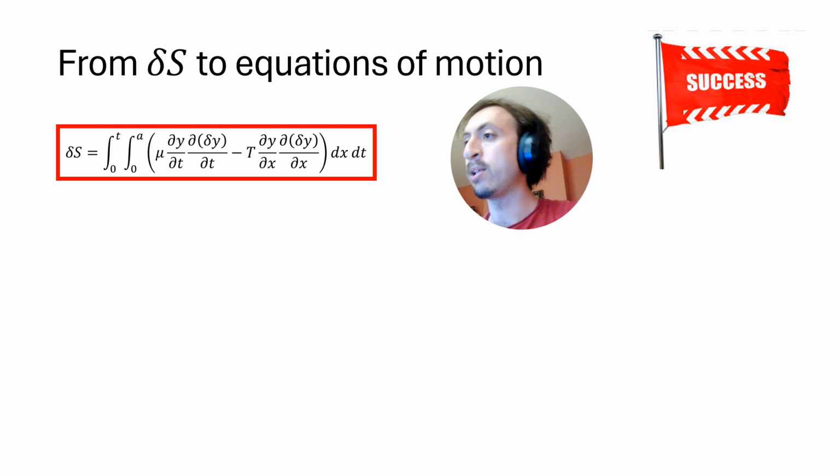Now, as we said, if we're going to find a minimum value for the action, or at least a stationary action, we want this change in the action to become zero. We want the infinitesimal change to just vanish, or at least to vanish in the limit where our infinitesimal change in y goes to zero. Or in other words, where our change in y becomes infinitesimal, really.